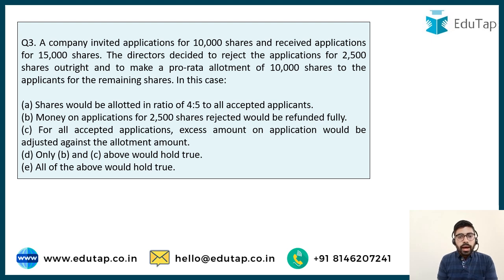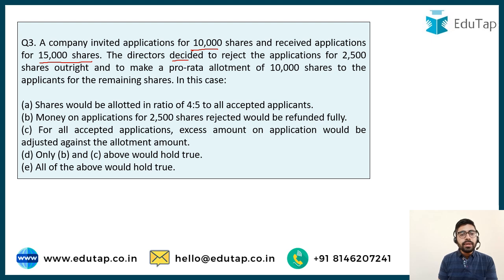Next question. A company invites applications for 10,000 shares and received applications for 15,000 shares. So this is what practically happens. Zomato comes out with an issue of shares. A number of times the issue is oversubscribed. So the company here comes out with an application for 10,000 shares and it received applications for 15,000 shares. Now the directors of the company have to decide how things are going to work here.